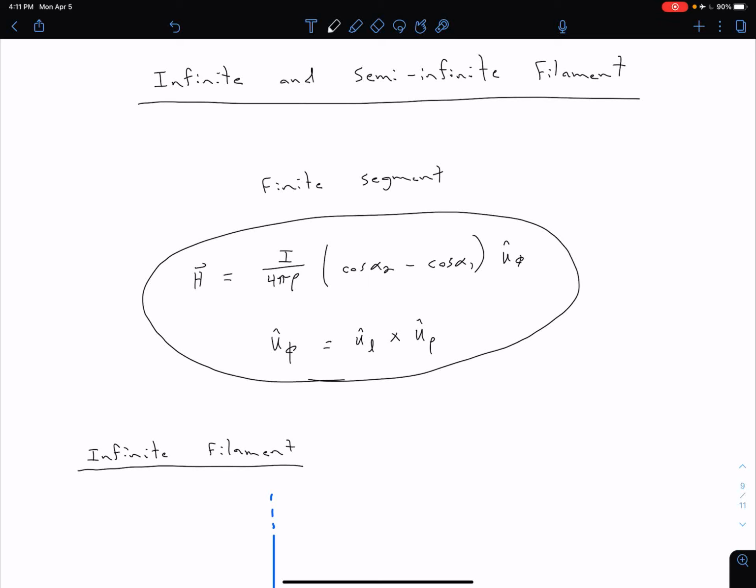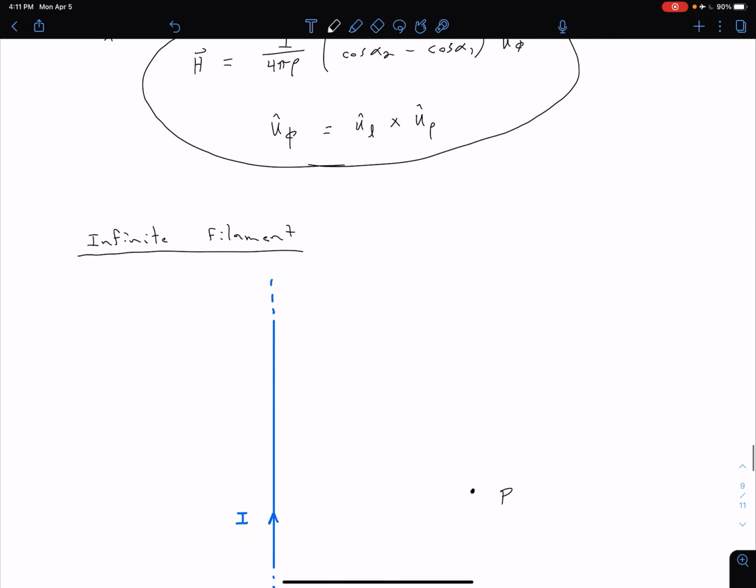We're now going to consider a couple of special cases for that straight current carrying filament. The first is going to be our infinite filament, and the second our semi-infinite filament. In both of these cases, we're going to start with the expression we got from the previous video for our finite straight filament. And so we see the H expression as well as our U of phi direction shown there. So let's start by discussing our infinite filament.